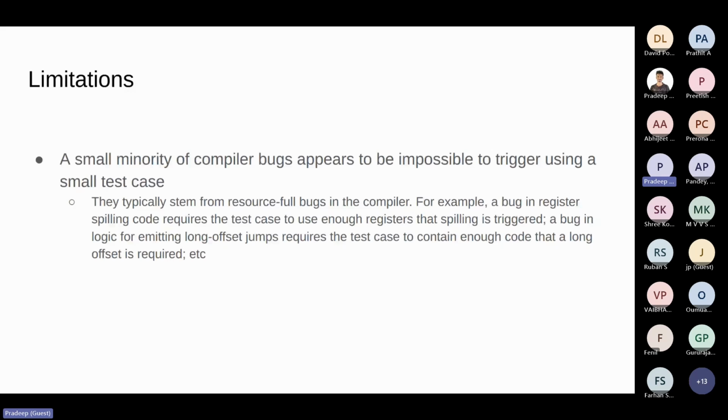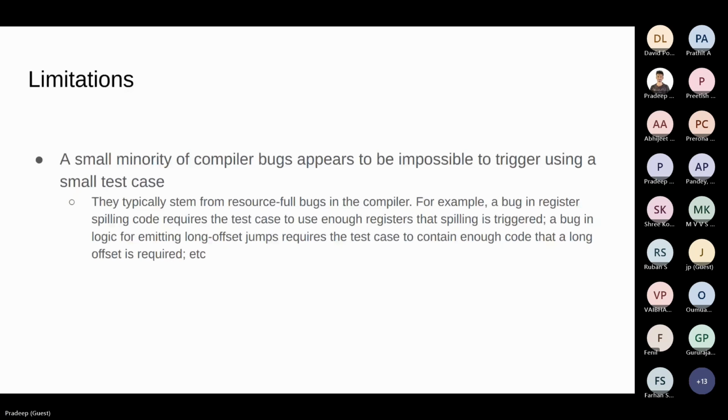So for example, there's register spilling code that requires a test case to have enough registers to spill. For you to trigger a bug in the register allocation, you'll need a large program that has a lot of registers, and that triggers the bug. And the bug in the logic for emitting long offset jumps requires a test case to contain enough code that a long offset is required. So there are unavoidable test cases where large tests are still required. So yeah, I think there are corner cases on that.